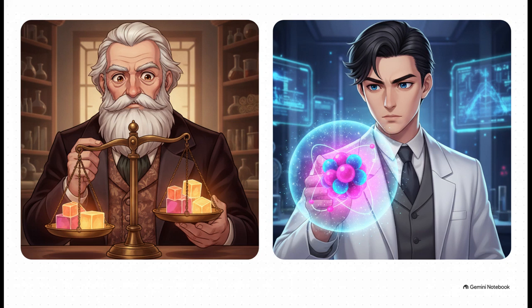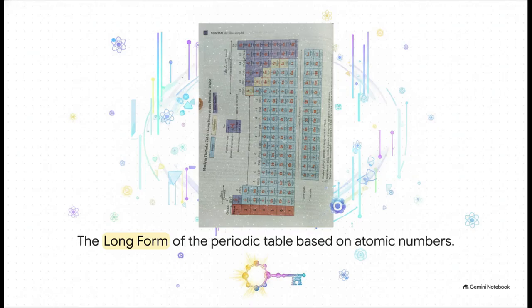Then in the early 20th century, Henry Moseley came along and completely flipped the script. He discovered that atomic mass isn't actually what defines an element's fundamental nature. It's the atomic number, represented by the letter Z. That's the number of protons in the nucleus, and it turns out that is the true fundamental property of an element. The direct result of Moseley's breakthrough is the long-form periodic table we use today.